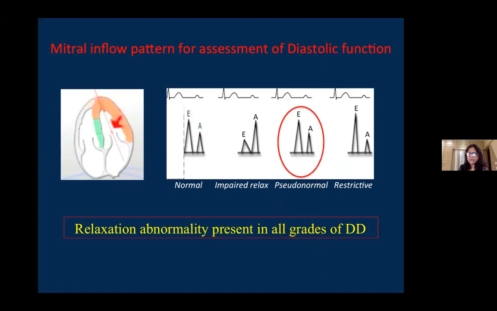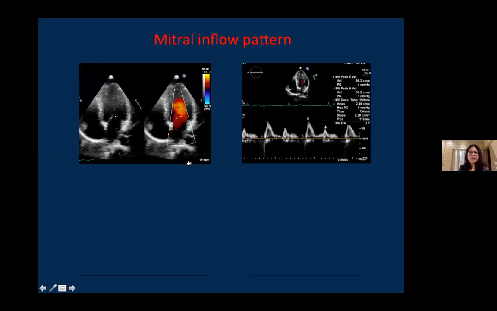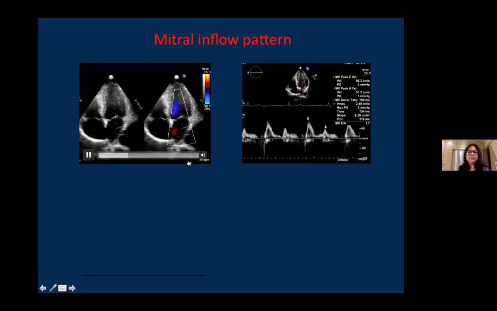Now the question is, you see, these are the two patterns where E wave is more than A wave. One is normal, one we say pseudonormal. Now you are getting mitral flow patterns which are quite similar. Now how do we differentiate, so that we say this is normal and this is pseudonormal? For that, let us see a case. This is a patient who is coming for a normal heart checkup, and look at the ventricle and the left atrium.